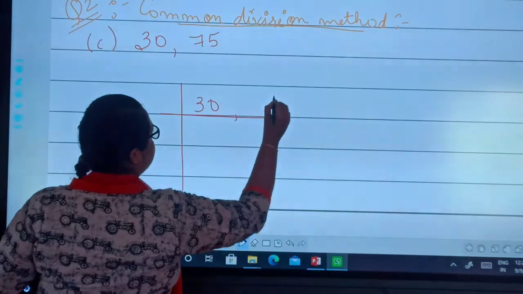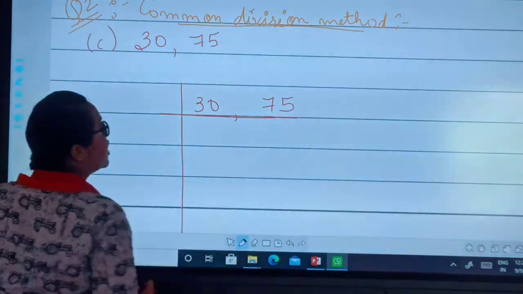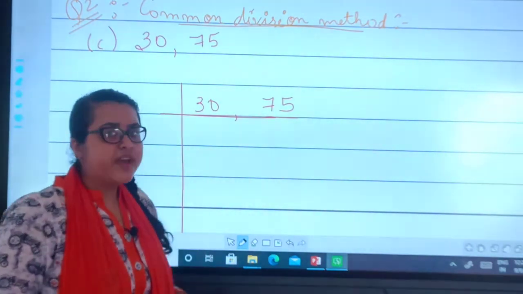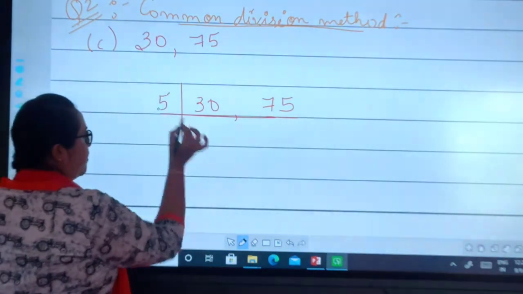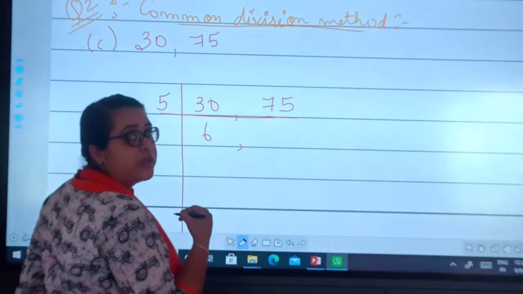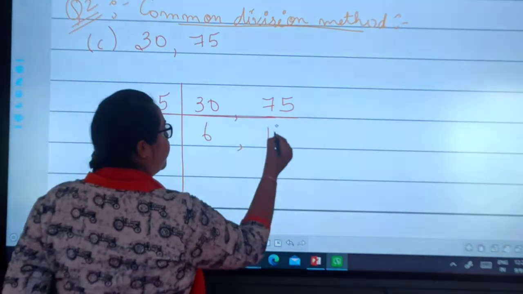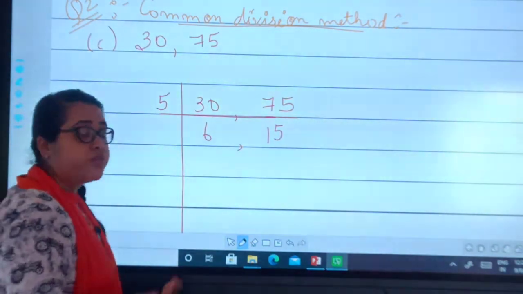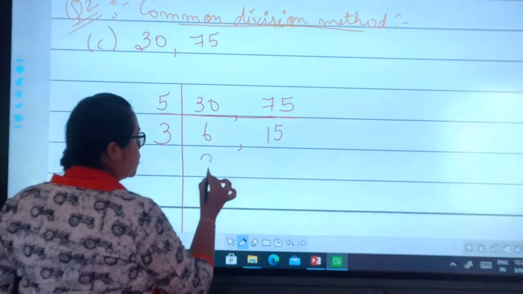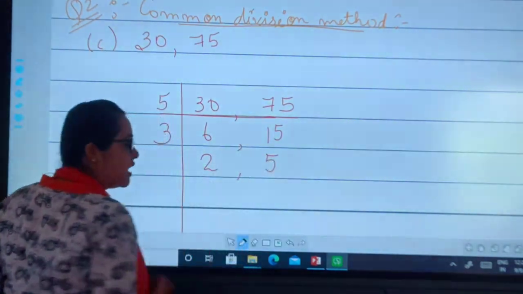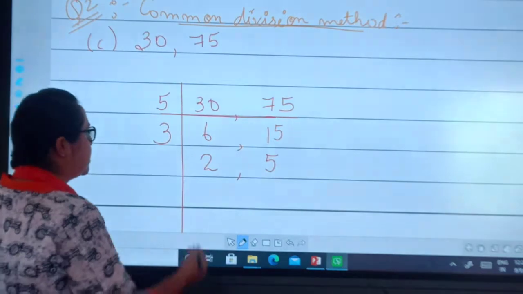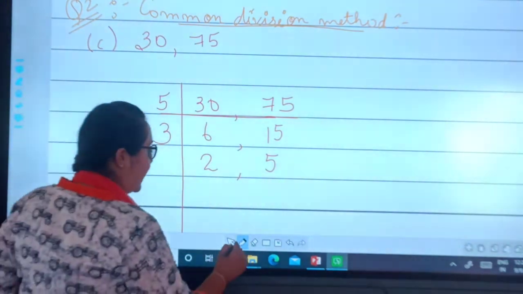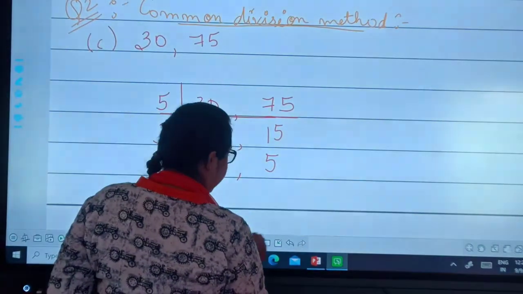30, 75. I have to select a table that goes into both of them. That is 5. 5 6s are 30. 5 15s are 75. Now 6 and 15 in one common table, 3. 3 2s are 6, 3 5s are 15. Now if I wish, I can do 2 1s are 2, 5 1s are 5, or if I wish, I can simply complete it here, like this.